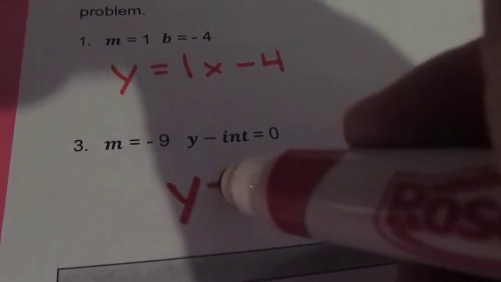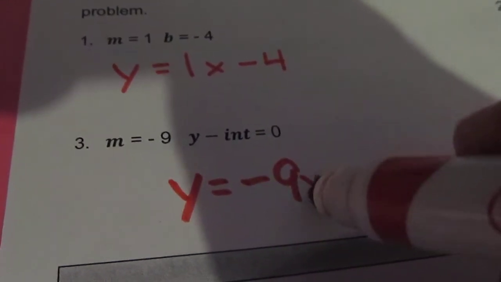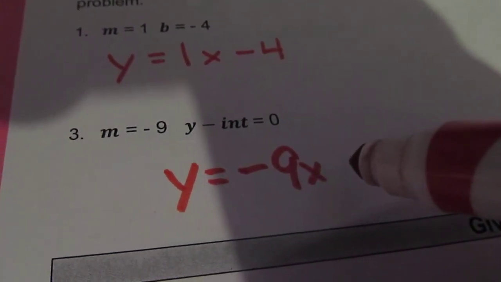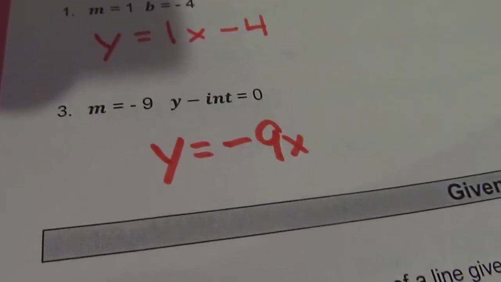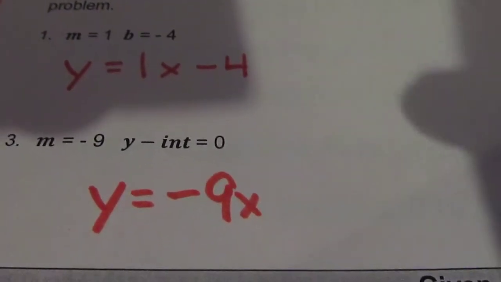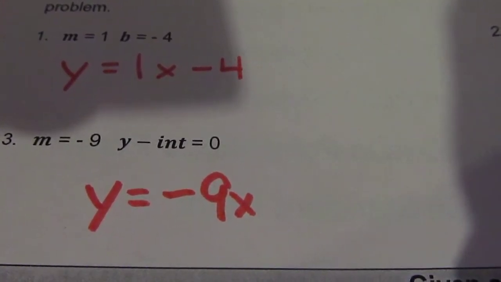We always start with y equals slope m -9x. Remember, the slope has the number x by it. Now, we could put plus 0, or we could just leave it as is. I'm going to choose to leave it as is. Remember though, if I was to graph that, I'd start on the origin, go down 9, and to the right 1.